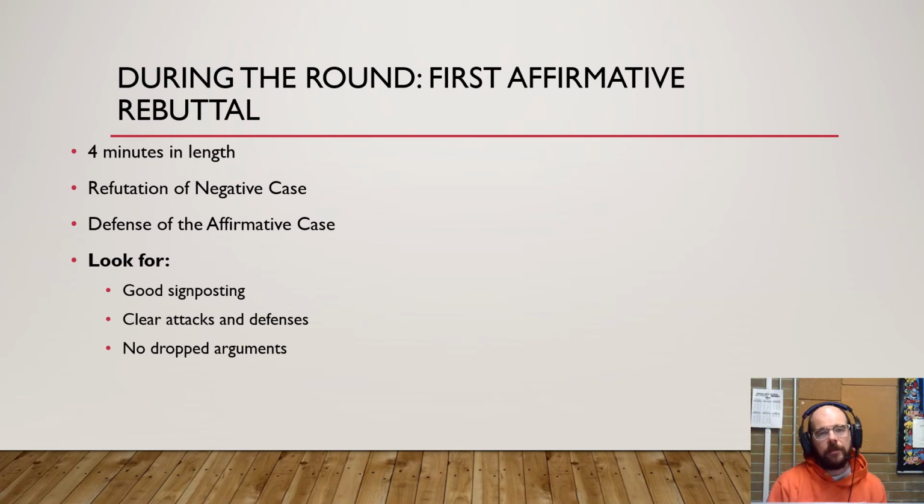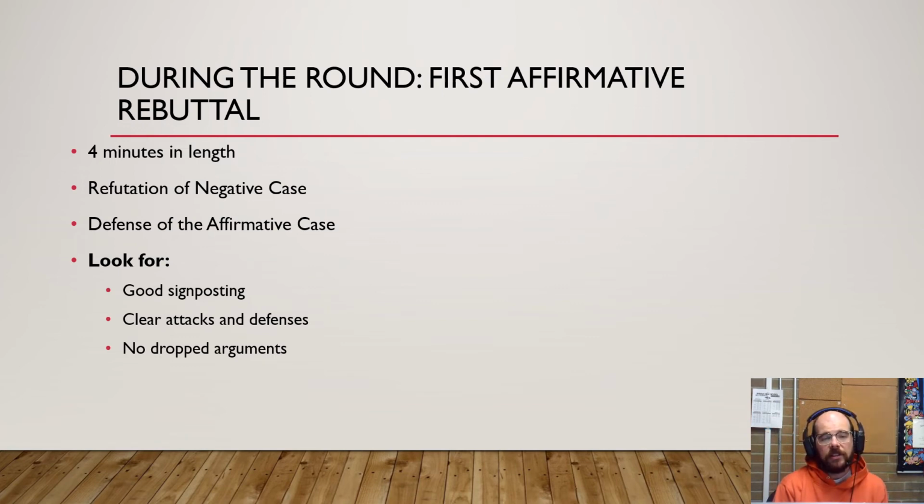Following the cross-examination of the negative by the affirmative, we have the first affirmative rebuttal. The first affirmative rebuttal is 4 minutes in length, and it is responsible for both the refutation of the negative case and defense of the affirmative case. As such, it is a very challenging speech.